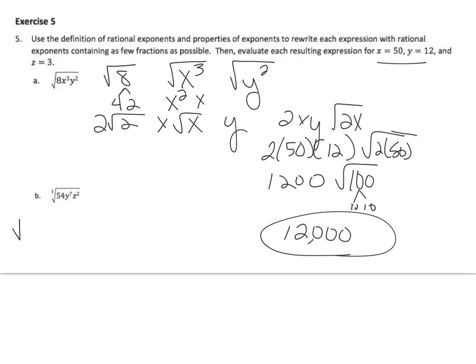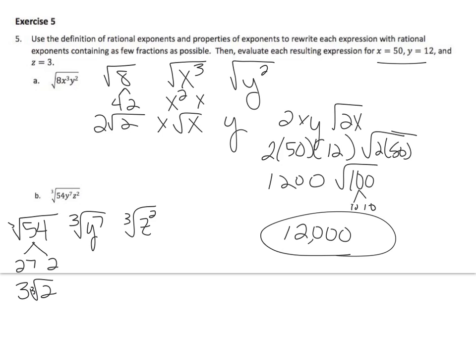Okay, cubed roots, a little harder. I'm still going to break it into its pieces and parts. Cube root of 54, cubed root of y to the 7th, and cubed root of z squared. 54 is not a 3, it's not a 4. I think 54 gives me a 27 and a 2. 27 is a third root, so I've got three cubed roots of 2.